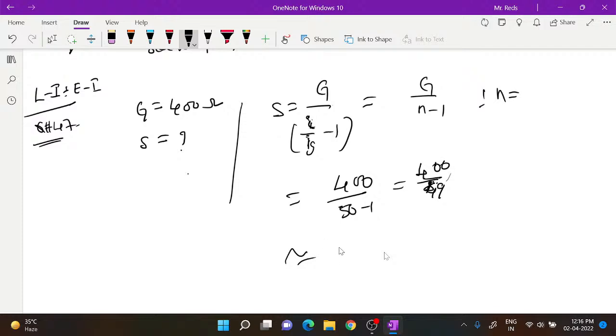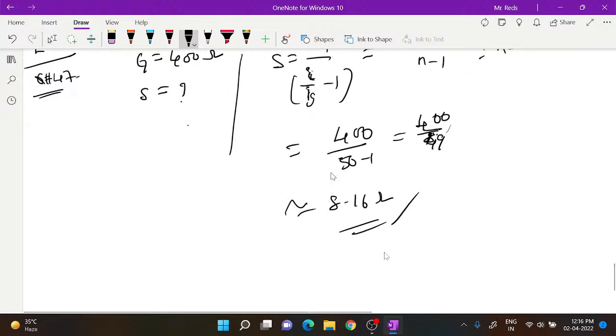Here we'll get 8.16 ohm. This is the resistance of the shunt, a small resistance value. It is not approximately equal to 9; there is 6.16, 7.16, 8.16 and 9.16, so you have to do this kind of question a little carefully. This kind of values are given by this.